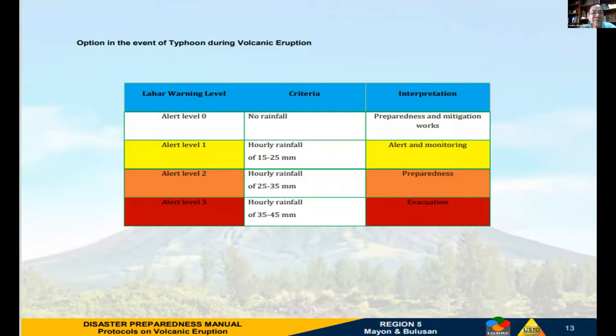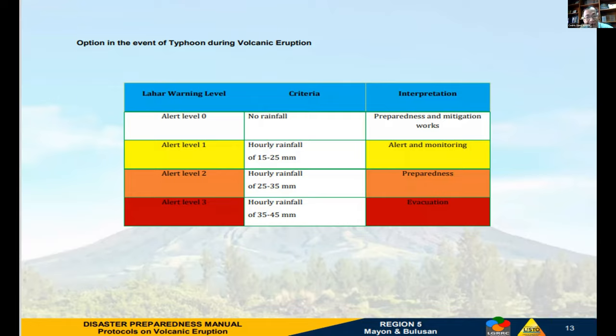So ito naman yung pinapakita sa manual na options during typhoon. Kasi iba naman yung Albay sa other volcanoes. Sa Albay kasi pag ang lahar ay initiated by rainfall, either during or post-eruption stage, kapag new materials or new deposits, mga 20 millimeters per hour, mag-evacuate tayo. Pero kung mga old deposits, 40 millimeters per hour, lead time of 2 to 3 hours. So that we will be evacuating people ahead of the actual lahar at 60 millimeters per hour, which is the threshold of destructive lahar.